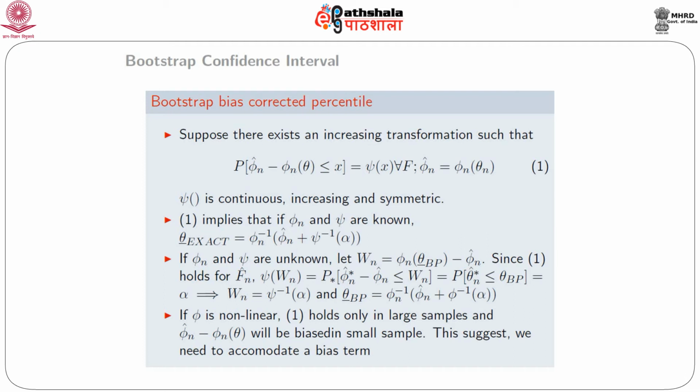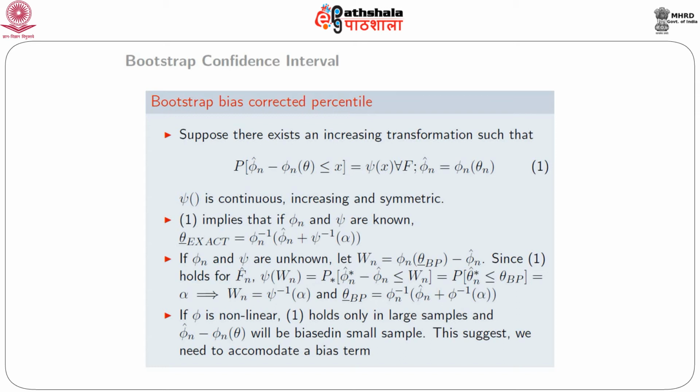Now, if phi n and psi are known, then theta exact is equal to phi n inverse of (phi n hat plus psi inverse of alpha). If phi n and psi are unknown, then let Wn be phi n of theta BP minus phi n hat. So, since the first equality, that is, the probability of phi n hat minus phi n theta less than or equal to x is equal to psi of x, holds for F n hat also.